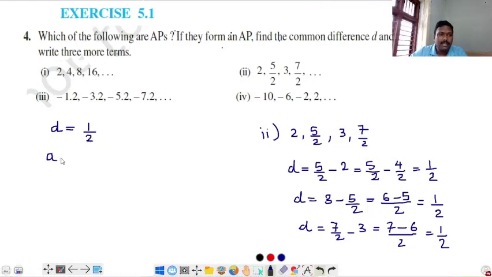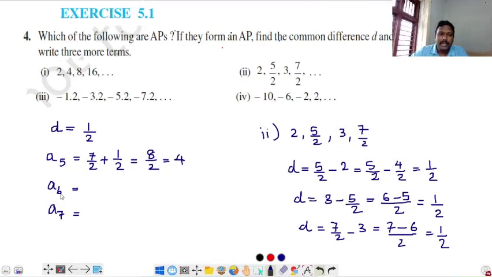And we have to find three more terms, means A1, A2, A3, A4 we have. So we have to find A5, A6 and A7. So what is A5? Already we have the fourth term, 7 by 2. So 7 by 2 plus 1 by 2, the common difference. It will be 7 plus 1, 8 divided by 2 is equal to 4. So A5 is equal to 4.